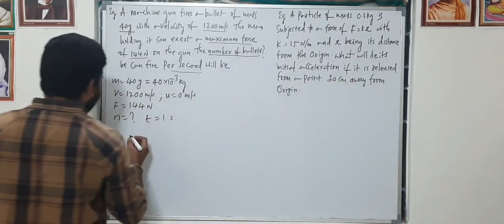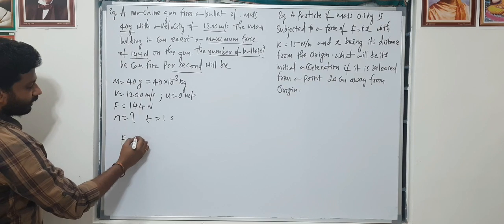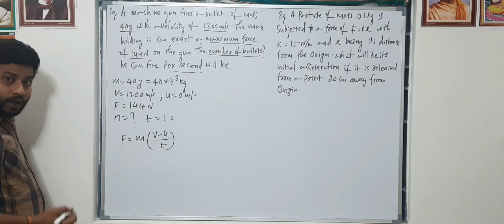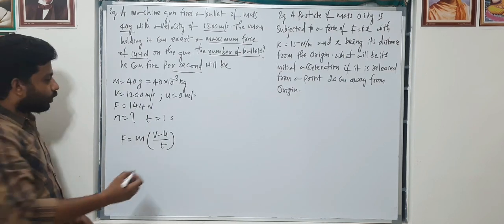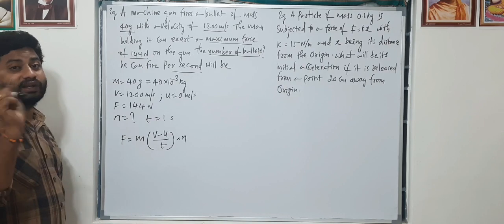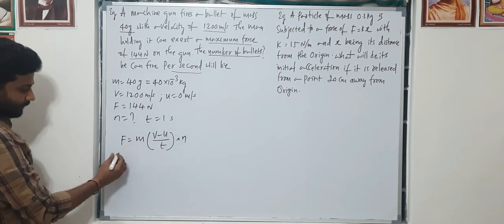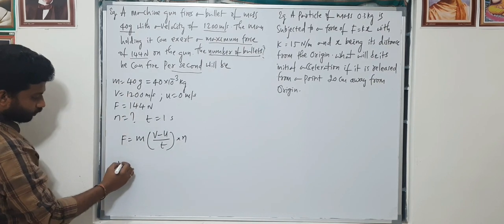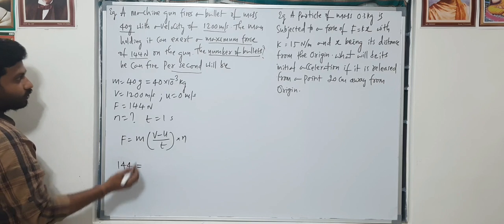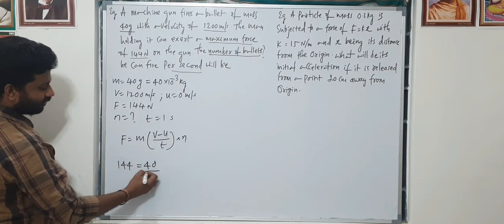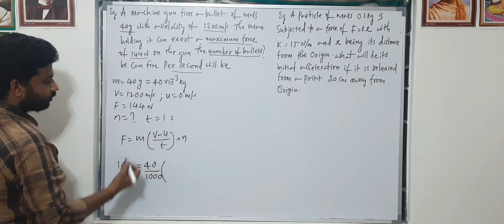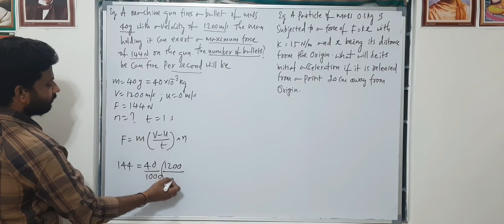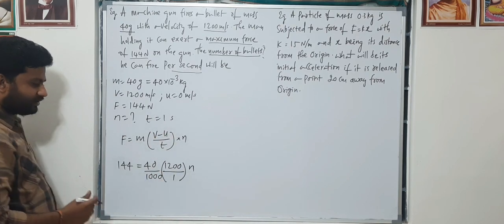Okay, so the force acting on a single bullet is F = m(v - u)/t. But there are n number of bullets, they said, so multiply by n. This is the application we had already discussed. Here you substitute everything. F is itself given as 144 Newton. 144 is equal to mass, which is given as 40 by 1000, into (v - u). What is v here? 1200, minus u is 0, divided by time is 1, into the number of bullets n.